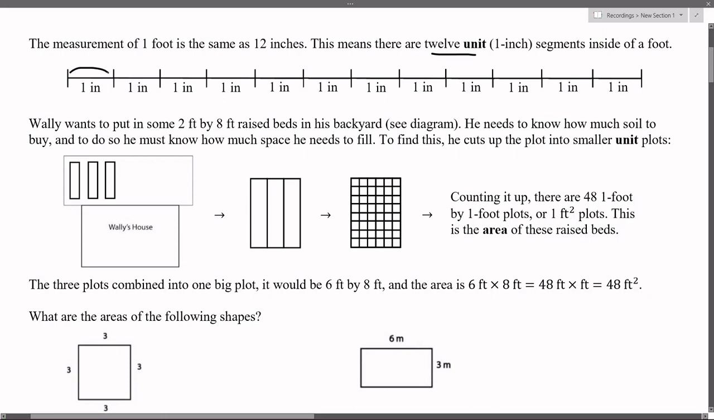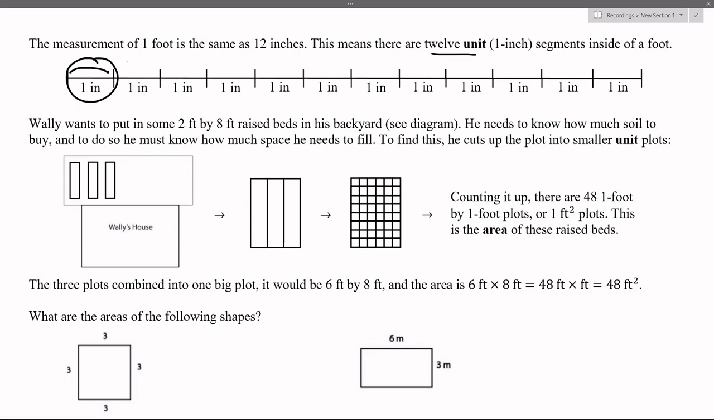We're talking about unit segments, and this is 1 inch, so that's going to be a unit segment. And that's how we count up and know there are 12 inches, because there's going to be 12 1-inch segments.